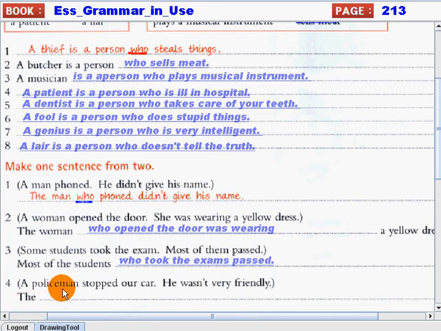A policeman stopped our car and he wasn't very friendly. Yes, you are right. This is the correct sentence. The policeman who stopped our car wasn't really friendly. We used the relative pronoun who. Wow. It was easy, right?